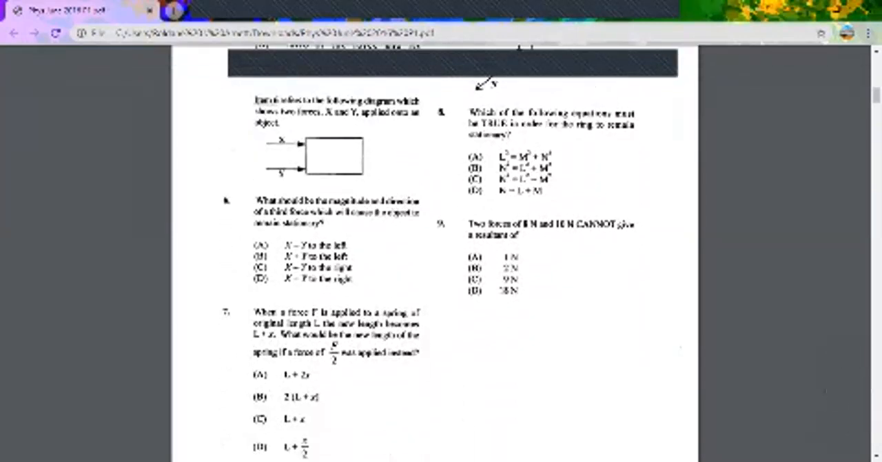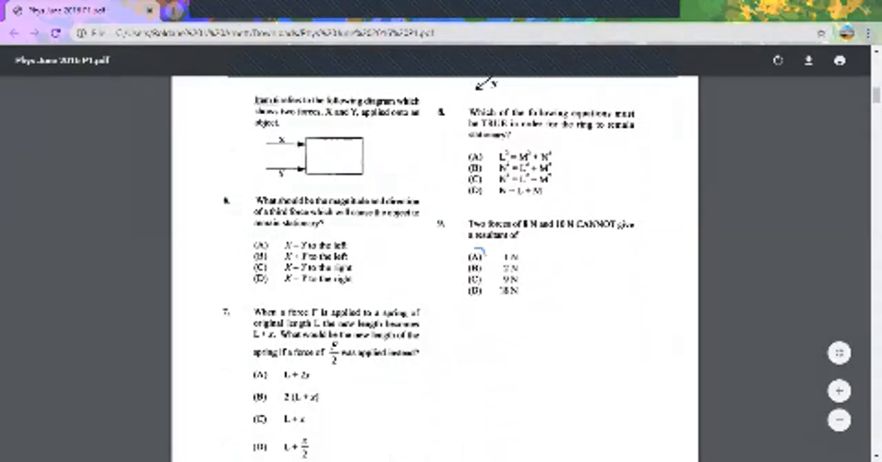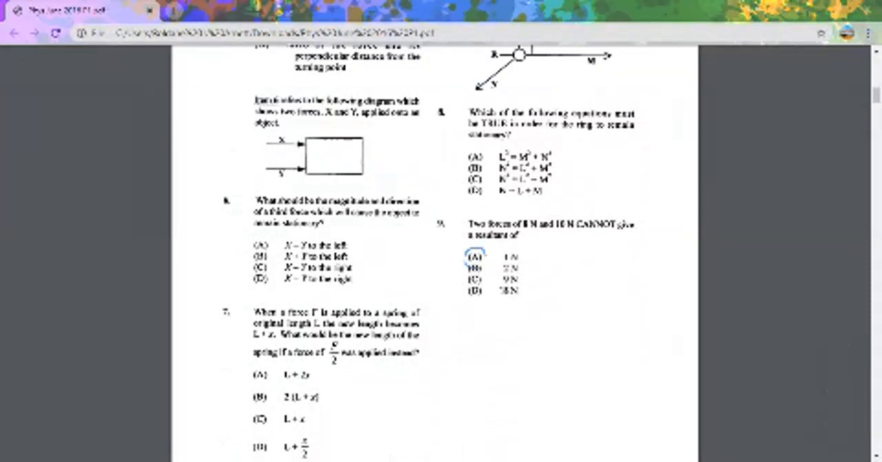Two forces, 8 newtons and 10 newtons, cannot give a resultant of, and this is easy, don't worry, it's very easy. The answer would be 1 newton. Because the least amount of resultant that you can get is actually when the forces are opposing each other. And let us look at the least resultant that you can get.